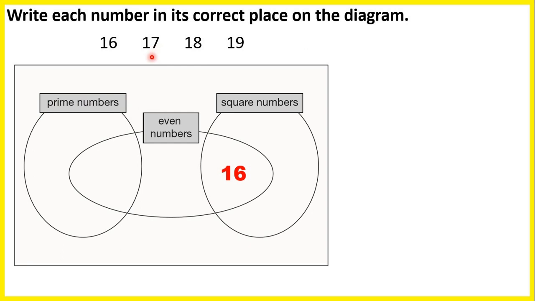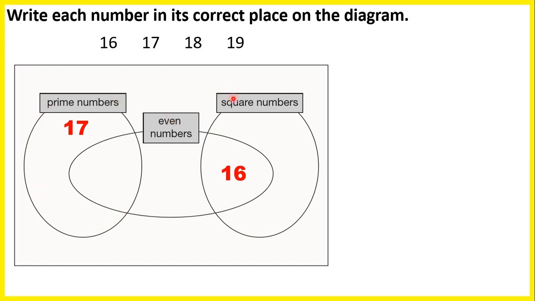Now 17 is a prime number because it's only in the 1 times table and the 17 times table. It's not an even number because it's not a multiple of 2, it ends in a 7, so it's an odd number, and it's not a square number. So we need to write 17 in this section here to show that it's only a prime number, not an even or square number.